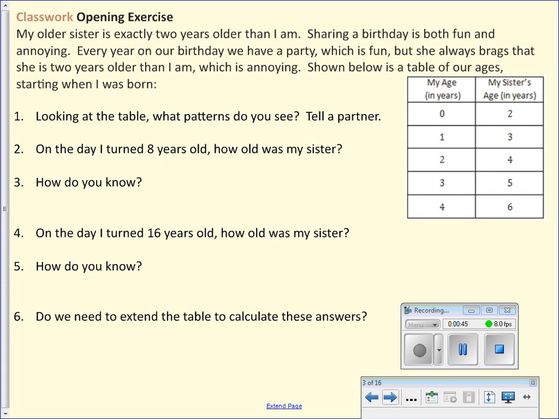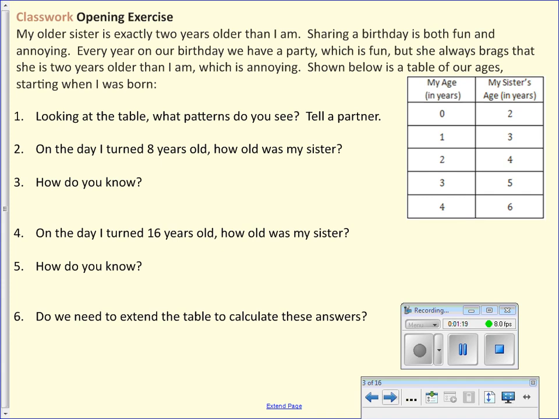But for today, we're going to play a little game of pretend, because the module uses the words mine. So let's pretend my sister is exactly 2 years older than I am, but she's not the oldest. So sharing a birthday is both fun and annoying. Every year on our birthday, we have a party, which is fun. But she always brags that she is 2 years older than I am, which is annoying. Shown below is a table of our ages starting when I was born. So looking at the table, what patterns do you see?